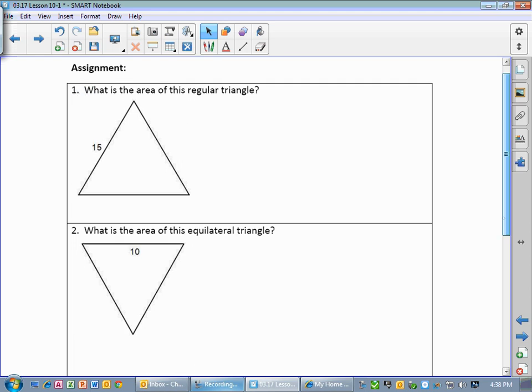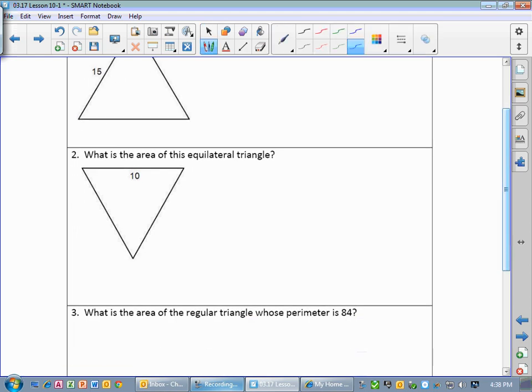Okay, so on number 2, we're given the side length. We know the side is 10. I'm labeling 10 on the outside. It's not really necessary at all. But okay, so let's see. I've got area equals 1/2 apothem times perimeter. Okay, so what's the perimeter? Okay, so 3 times 10 is 30. So that's the easy one to figure out here.